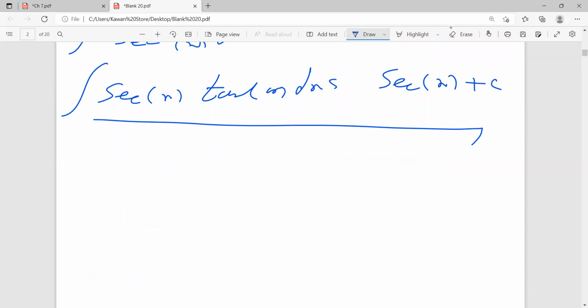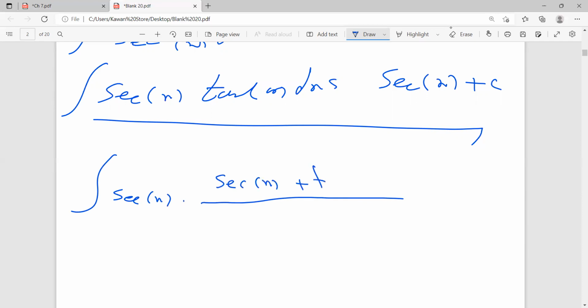Second should be multiplied by something. Do not ask me why, because each step I'm going to answer you later. What do you mean by that? So I have sec x. I'm going to multiply by this part: sec x plus tan x, over sec x plus tan x, dx.